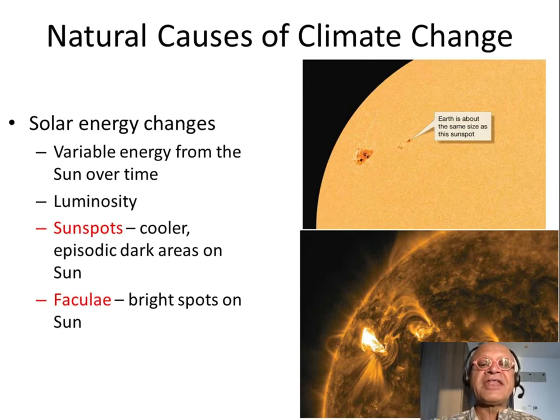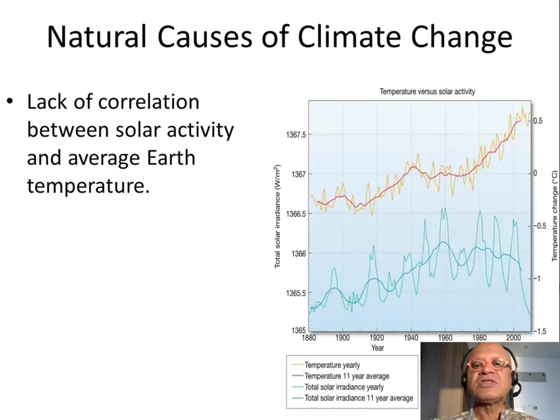So it is the variable energy from the sun over time that can cause climate change, obviously, if you receive different amounts of energy. So the sun's luminosity is affected by sunspots. There are cooler episodic dark areas on the sun. They have an 11-year cycle and then other longer time scale minima and maxima. Not everything is understood, even though solar physics is now understood a lot more. Faculae, the sunspots. I'm mentioning this because it has been brought up a lot that sunspots are causing global warming.